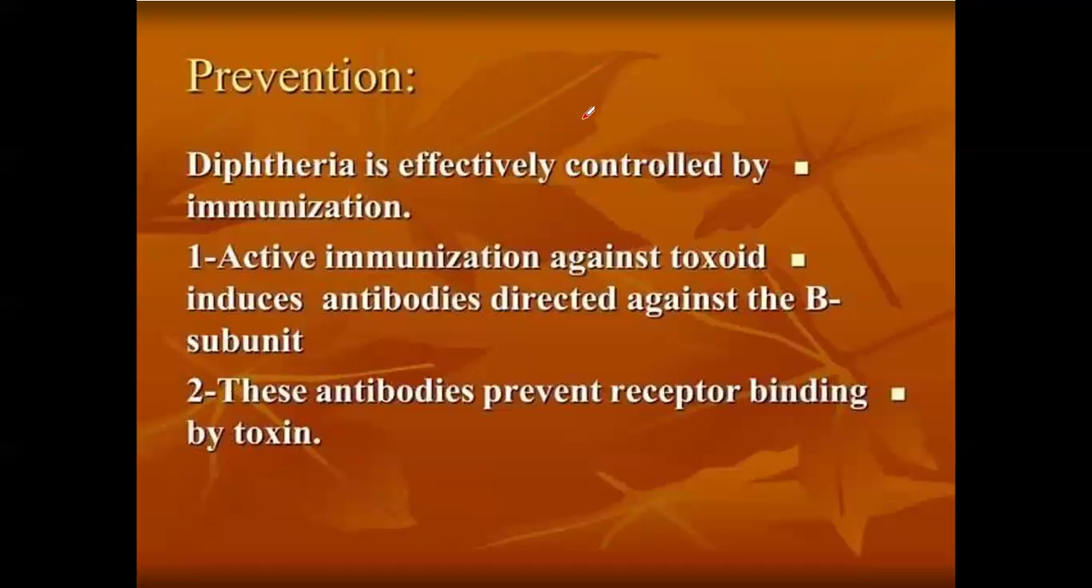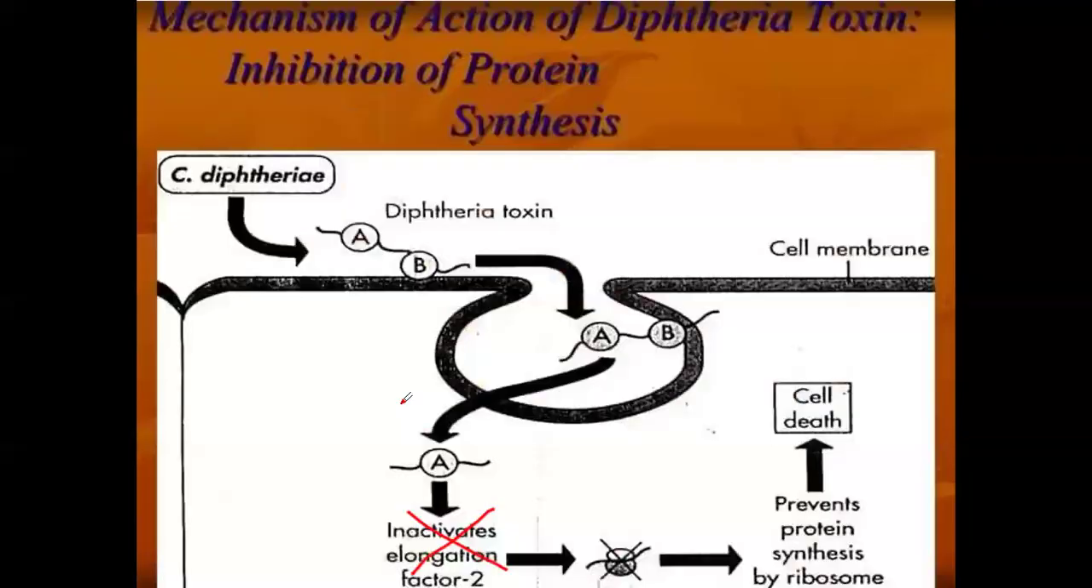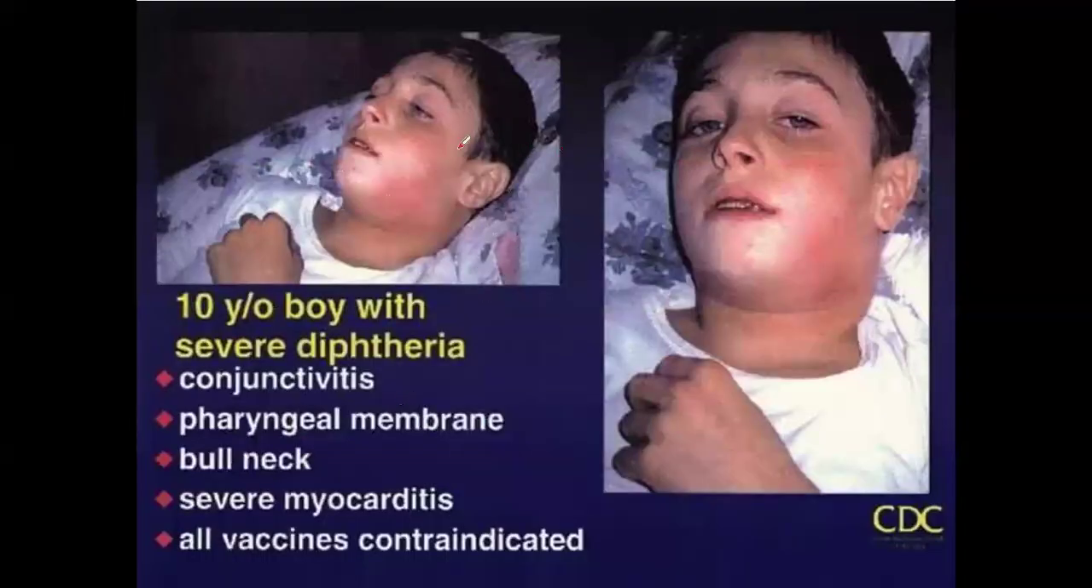Then for prevention, vaccination, definitely. Active immunization with toxoid induces antibodies directed against the beta subunit. So as we said, the toxin is produced as A and B. These antibodies prevent receptor binding by the toxin. As you can see in this 10-year-old baby, there is a statement written here: all vaccines are contraindicated.